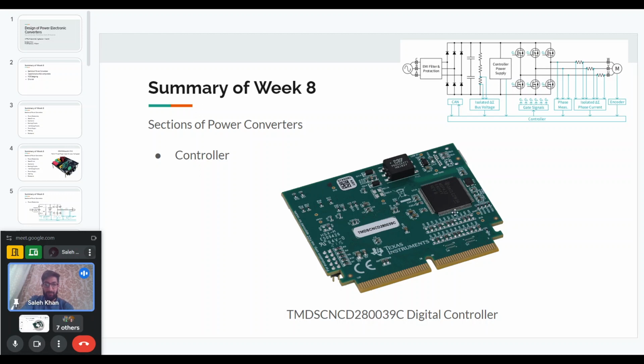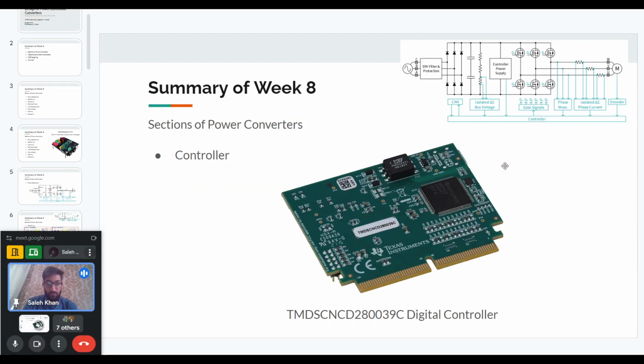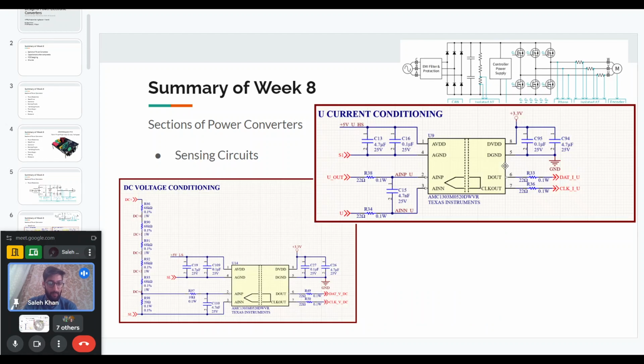controlling action. The other option, which is used here, is a digital controller. Here they have used a digital controller by Texas Instruments, and it is connected on the main power board. Whatever is sensed from the converter goes into the ADCs of this digital controller, and then it provides the PWM outputs, which go to the gate drivers and then drive the switches. This controller is another section, and it usually will have its separate related circuits in the schematic.